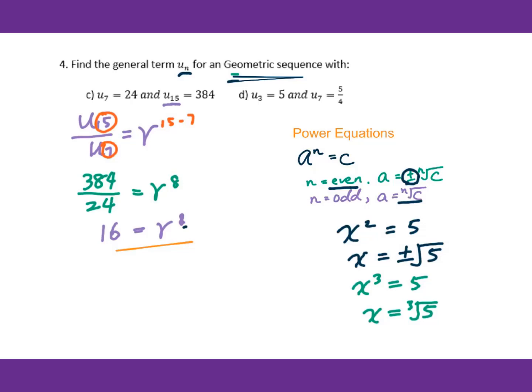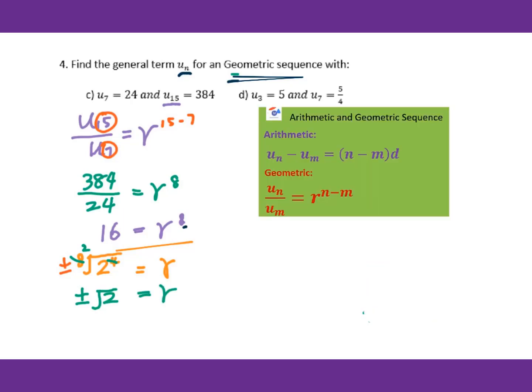Therefore, you will get the r equals 8th root of 16. 16, I can do 2 to the 4th power. Don't forget plus or minus here. Then we reduce. So you get the plus or minus square root of 2. That is r. Now we got to use this formula to get the general form.